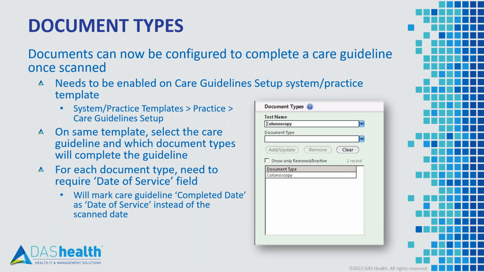The second to last section of that system practice template is the document types panel. So documents can now be configured to complete a care guideline once scanned in from document management. On that template, you'll select the care guideline and which document types are going to complete the guideline. And I want to point out that you can indicate more than one. So for each document type configured to complete, you're required to fill out the date of service field. And what that does is ensure that the care guideline completed date in the EHR is the date of service rather than the date that the care guideline was scanned in.